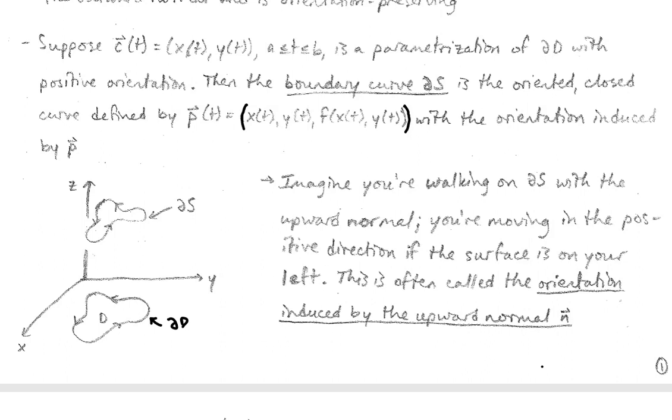Now, this boundary curve, ∂S, we can define it by some vector function, which I called p hat of t. It is defined by (x(t), y(t), f(x(t), y(t))), where t goes from a to b. We are assuming that our surface is a function of two variables, x and y, so that's why we say that the z component is f of x(t), y(t).